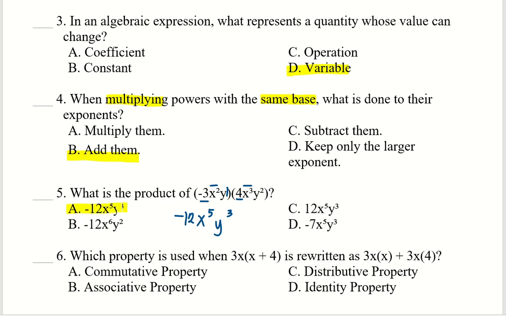Number 6. Which property is used when 3x parenthesis x plus 4 is written as 3x times x plus 3x times 4? Okay, so that is distributive property po. When our factors outside will be multiplied po sa nasa loob ng ating parenthesis.